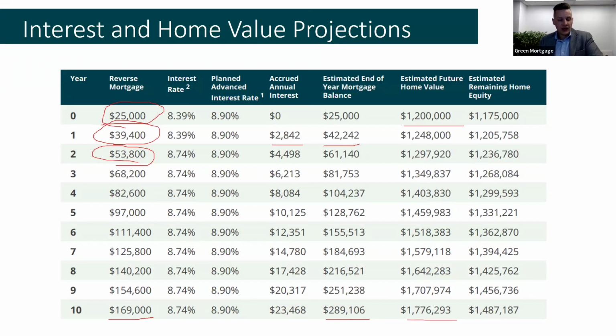Interestingly, by being able to stay in the home and receiving an income, the amount of total equity in the home has actually gone up from 1.175. In fact, it started at 1.2 because remember she owned it free and clear with no mortgage on it. Even with the reverse mortgage going up, you can see that every single year her remaining home equity is still actually increasing. There would be a point at some time that this would start to flip and the home equity amount would start to decrease. It wouldn't continue to grow. But you can see that in this example, the home value is continuing to go up, not down.